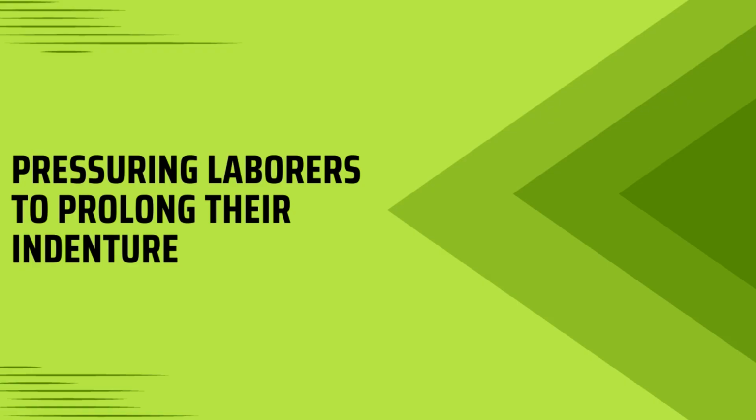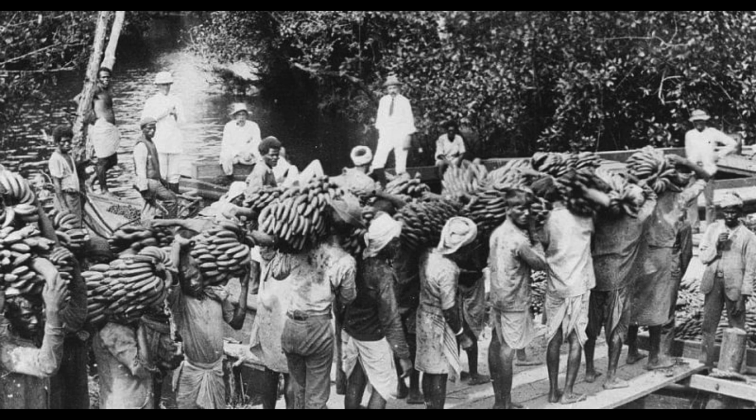The European planters pressed consistently for longer indentures. In an effort to persuade laborers to stay on, the Mauritius government, in 1847, offered a gratuity of £2 to each laborer who decided to remain in Mauritius and renounce his claim to a free passage.